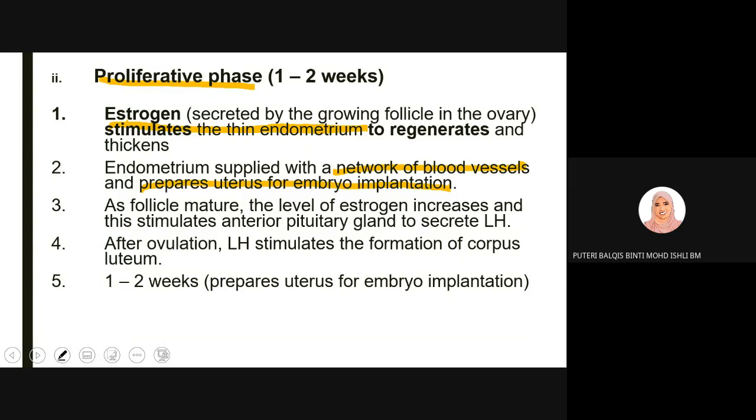Bila follicle dah besar, estrogen increase. Now, anterior pituitary gland will secrete LH. LH first will induce final maturation of follicle into Graafian follicle. Lepas tu berlakulah ovulation. Ovulation berlaku, release a secondary oocyte, and it will stimulate the formation of corpus luteum. So proliferative phase 1 ke 2 minggu ini yang berlaku lepas awak period.